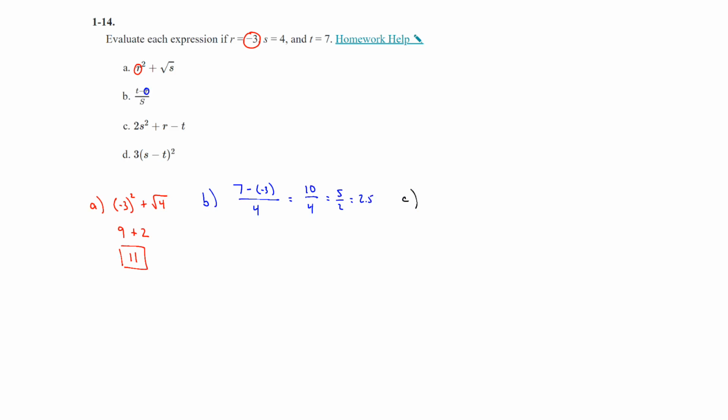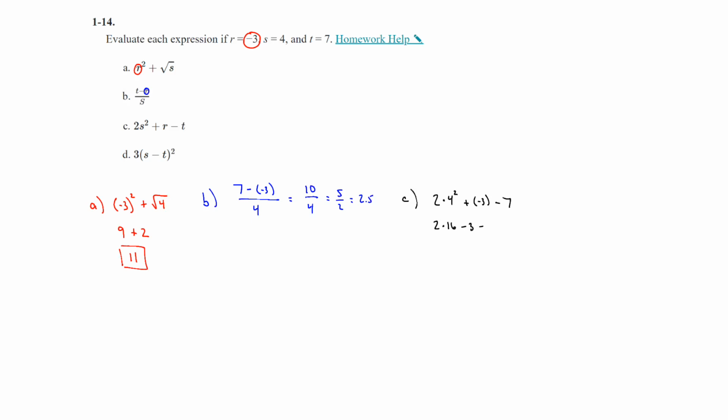C, we have 2 times s squared. So you could either use parentheses or I just put the dot times 4 squared plus r. So I'm going to put that in parentheses to distinguish that that's plus negative 3 minus t, which is 7. So order of operations, we first square this 4, which is 16.